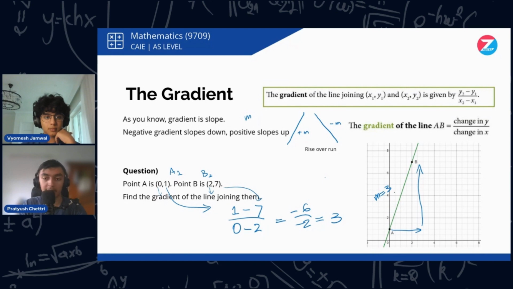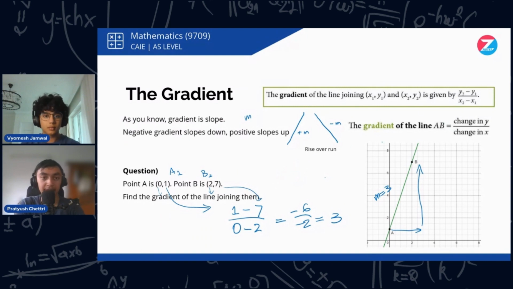That's how you get the gradient. And remember, if the gradient was negative 3, then it would slope the other way. Or if one of the points was negative, you would have to do minus 7 or whatever. We'll get to that in the questions later on. For now, just know the equation, rise over run.